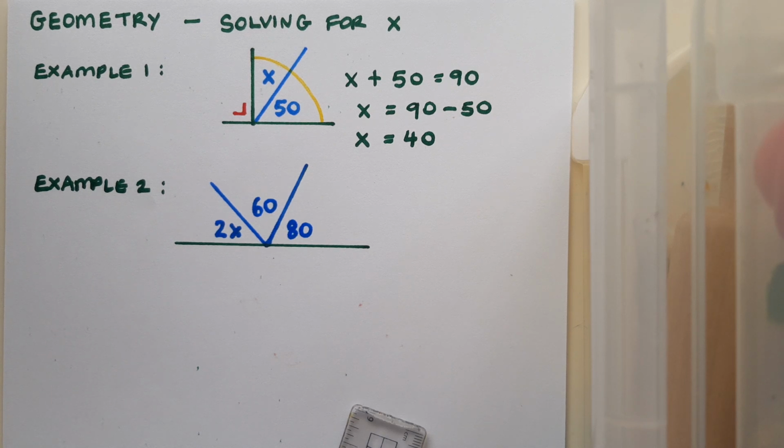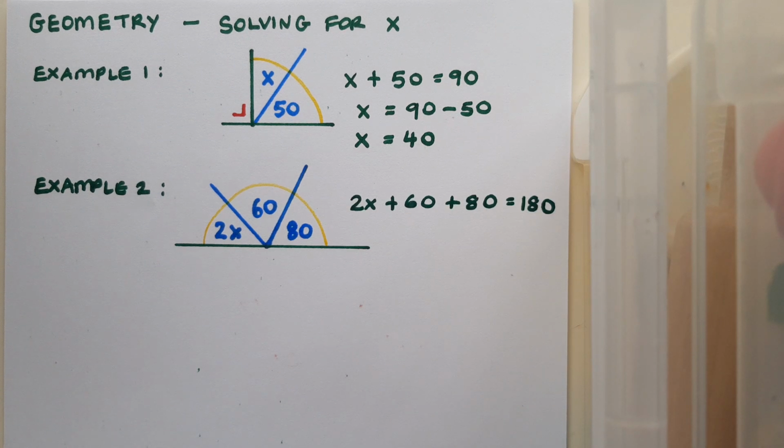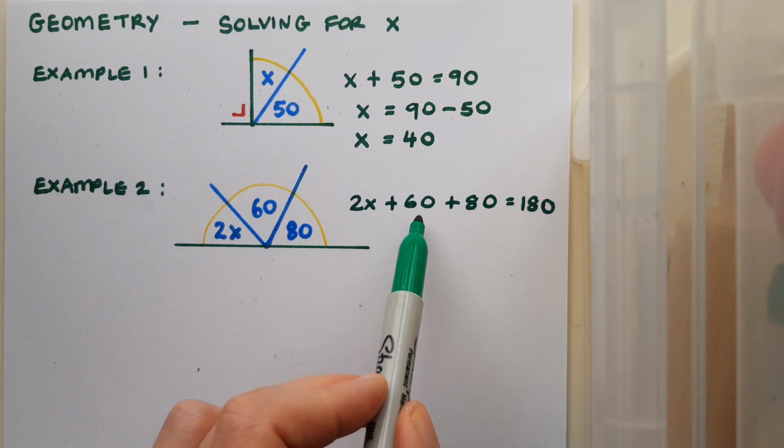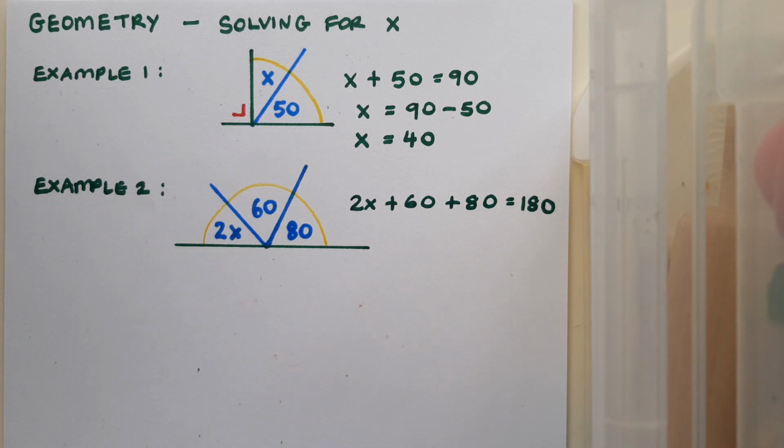What can I say about the angles 2x, 60 and 80? They add up to 180. Can you remember the name of this rule? Angles on a straight line that add up to 180 are called supplementary angles. Again, I'm going to make an equation. What do you think that equation would look like? So the equation looks like this, and this is just saying that these three angles add up to equal 180.